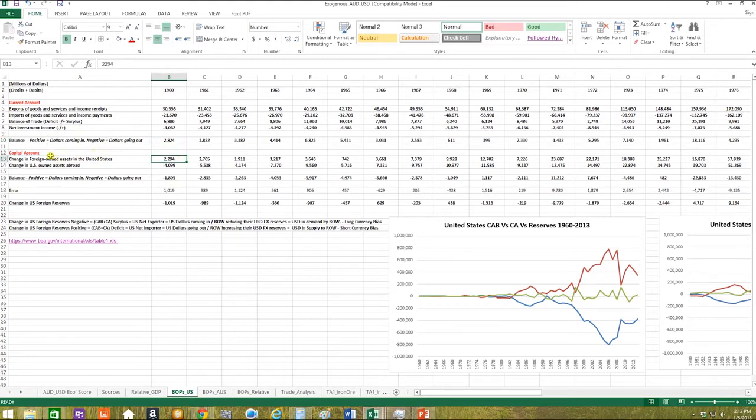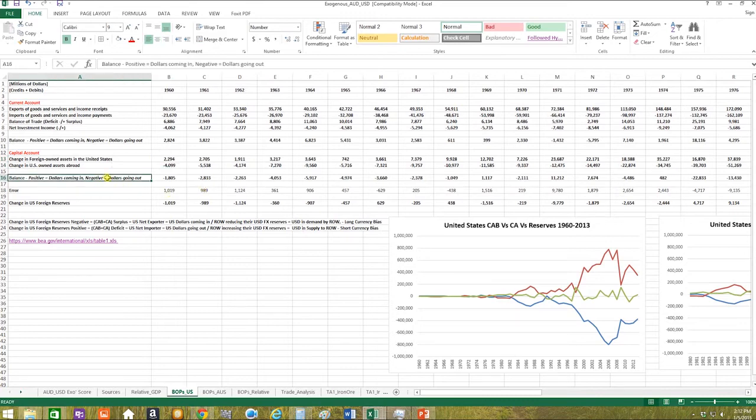When we look at the capital account, we can see what this is made up of. We can see the change in foreign-owned assets in the United States, and we can see this has gone up. And we can see the change in US-owned assets abroad, and this has gone down. And this has gone down more than the amount of assets that are being purchased by foreigners in the United States.